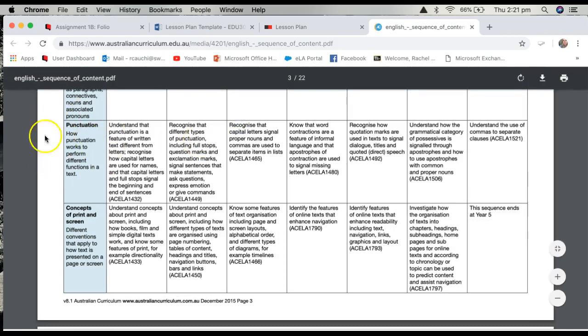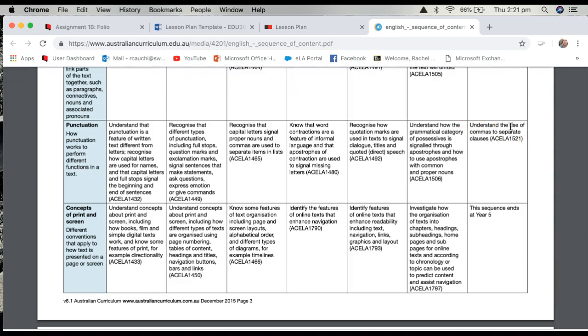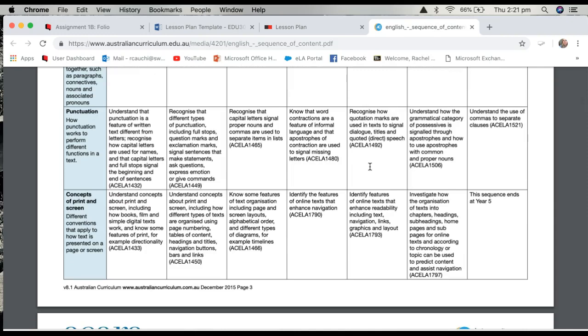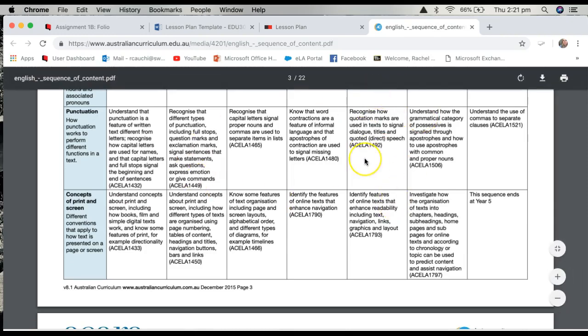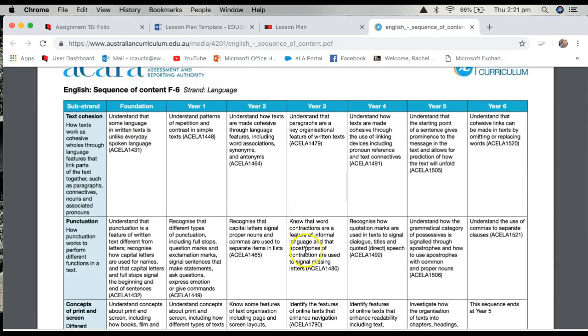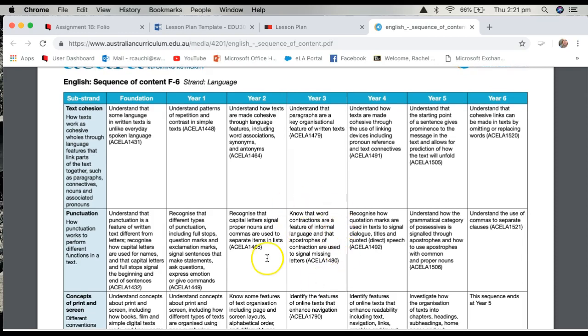So if you're talking about punctuation and your lesson is based around punctuation, you can see through the AC here how it's developed and gotten more complex and more involved as it's gone from foundation to grade 6. So use this. If you are going to make a lesson at grade 3, where we're going to have word contractions as a feature of informal language and apostrophes, I'm not going to read the whole lot out, but if you're going to have a lesson where that is your focus, then you can assume that this knowledge has already been embedded within those students.